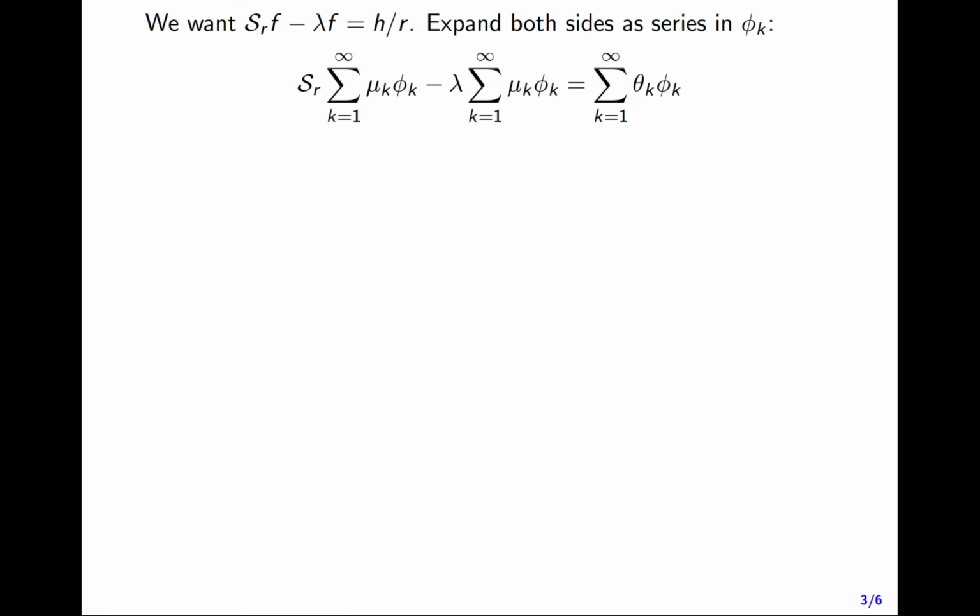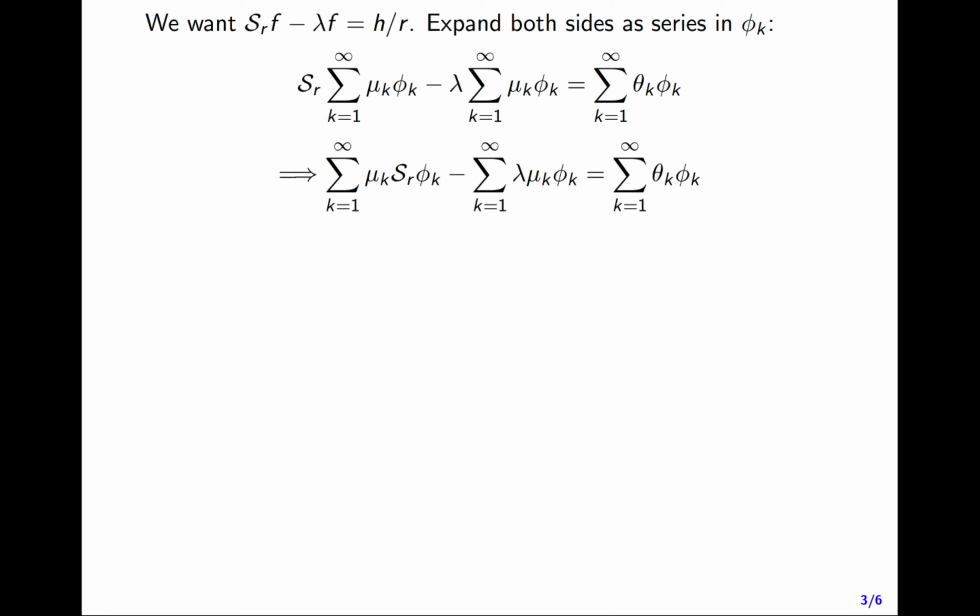That is to say, we want S_R on the sum from k equals 1 to infinity of mu k phi k, where the mu k's are unknown, minus lambda times the sum from k equals 1 to infinity of mu k phi k, equals the sum from k equals 1 to infinity of theta k phi k, where now the theta k's are known to us. They're given to us by h and r. And remember, of course, that phi k's aren't scalars, phi k's are functions here. So let's play around with these series and see what this teaches us.